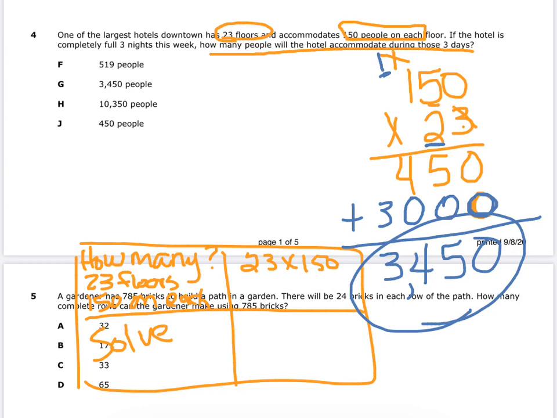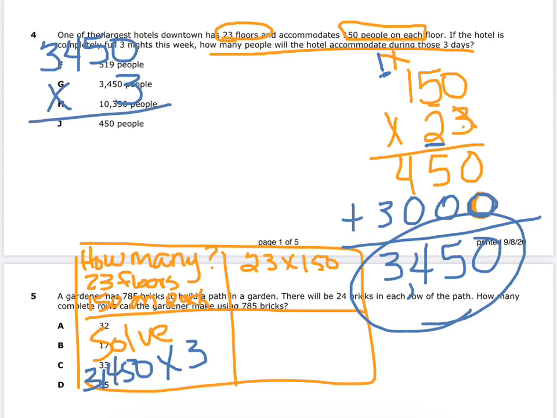But they want to know how many people that is for 3 nights. So now we're going to take that and we're going to multiply it by 3. 3,450 times 3. So I'm going to start with 3 times 0, which is 0. 3 times 5, that's 15. So I'm going to carry my 1 above the 4. Bring down my 5. 3 times 4 is 12. Plus this 1 makes it 13. And then 3 times 3 is 9. Plus this 1 makes it 10. 10,350 people.